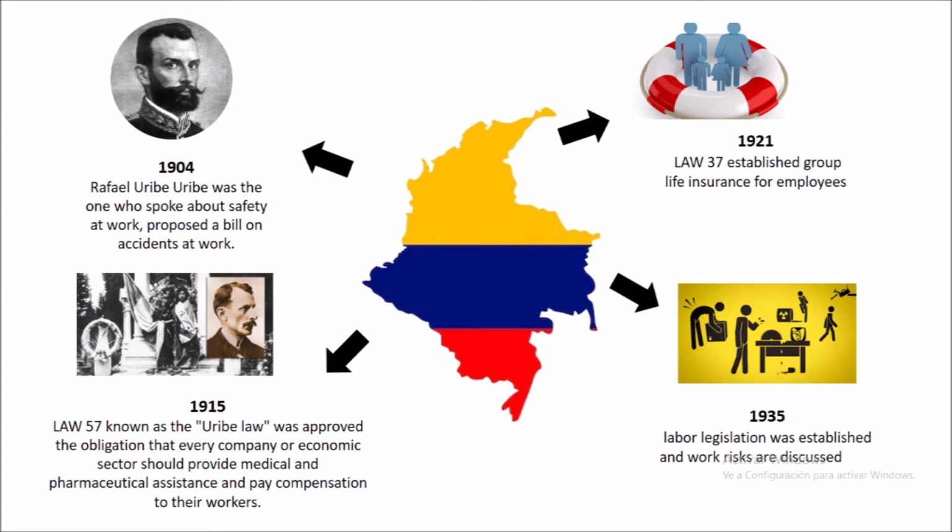The obligation that every company or economic sector should provide medical and pharmaceutical assistance and pay compensation to their workers. In 1921, Law 37 established group life insurance for employees. In 1935, labor legislation was established and work risks are discussed.